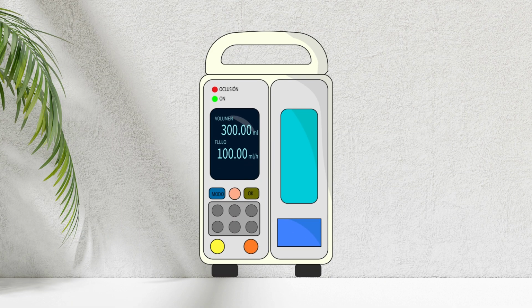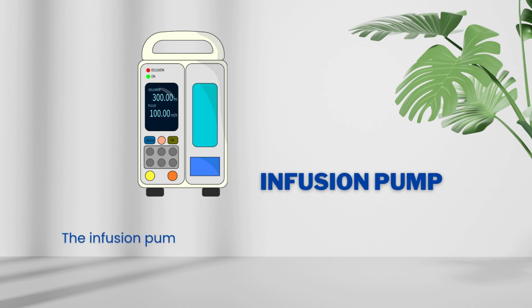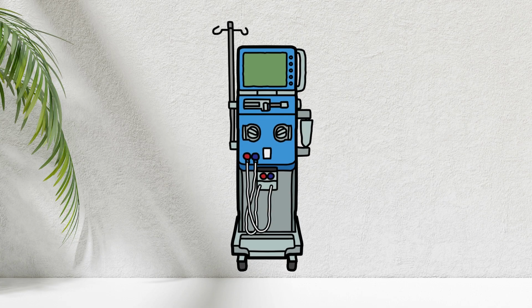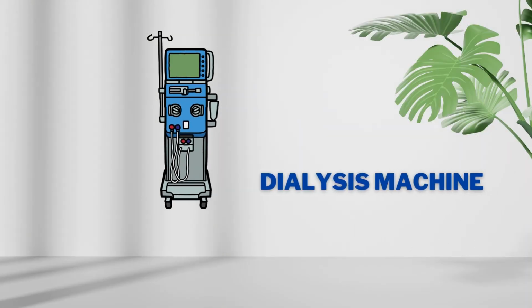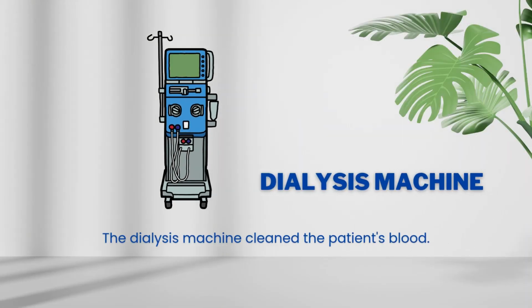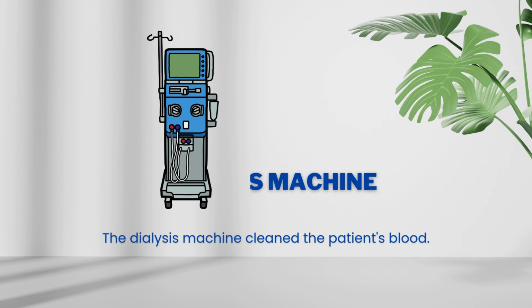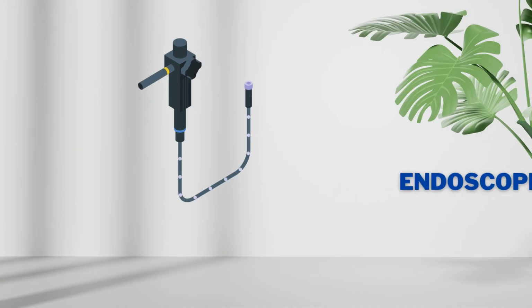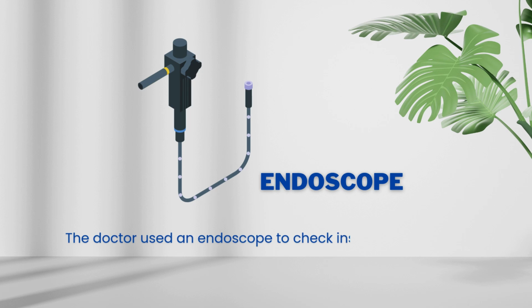Infusion pump. The infusion pump delivered medication directly into the vein. Dialysis machine. The dialysis machine cleaned the patient's blood. Endoscope. The doctor used an endoscope to check inside the stomach.